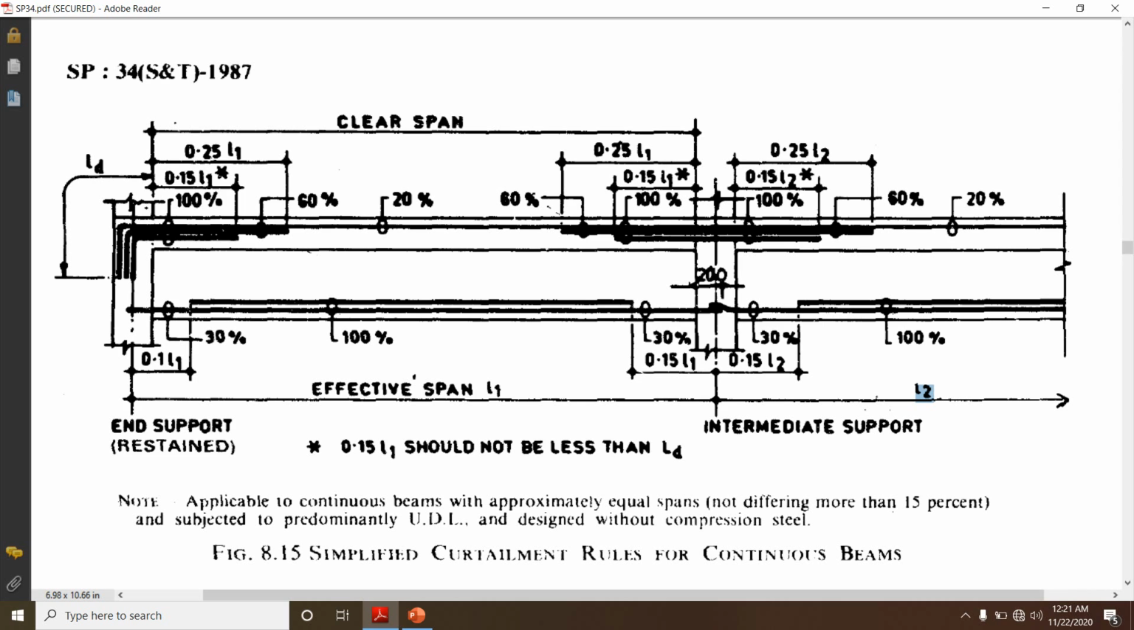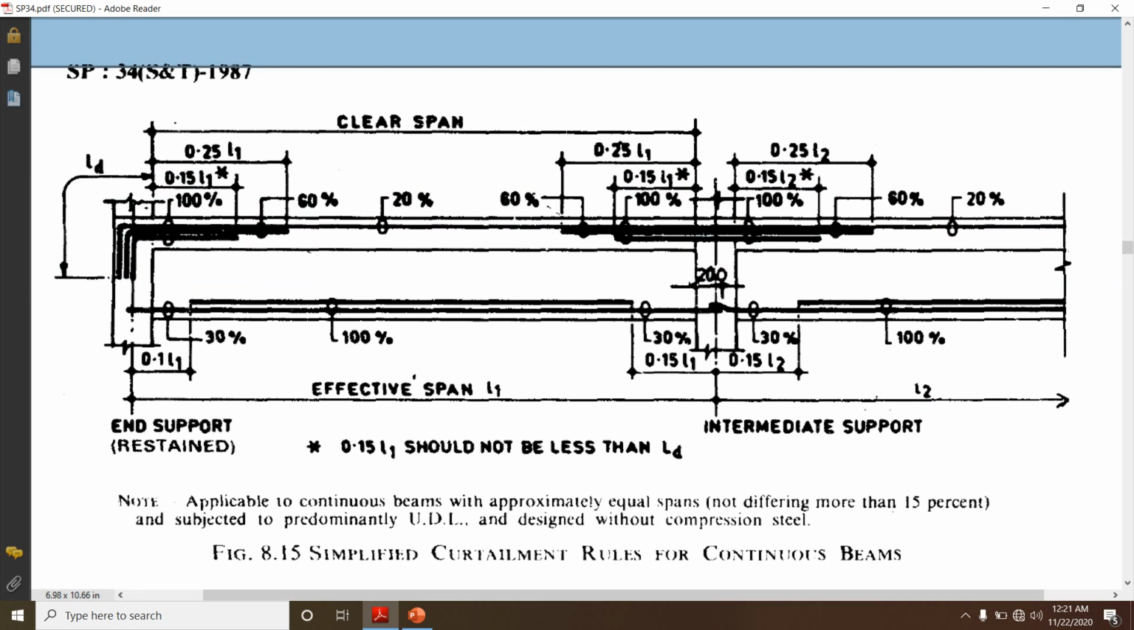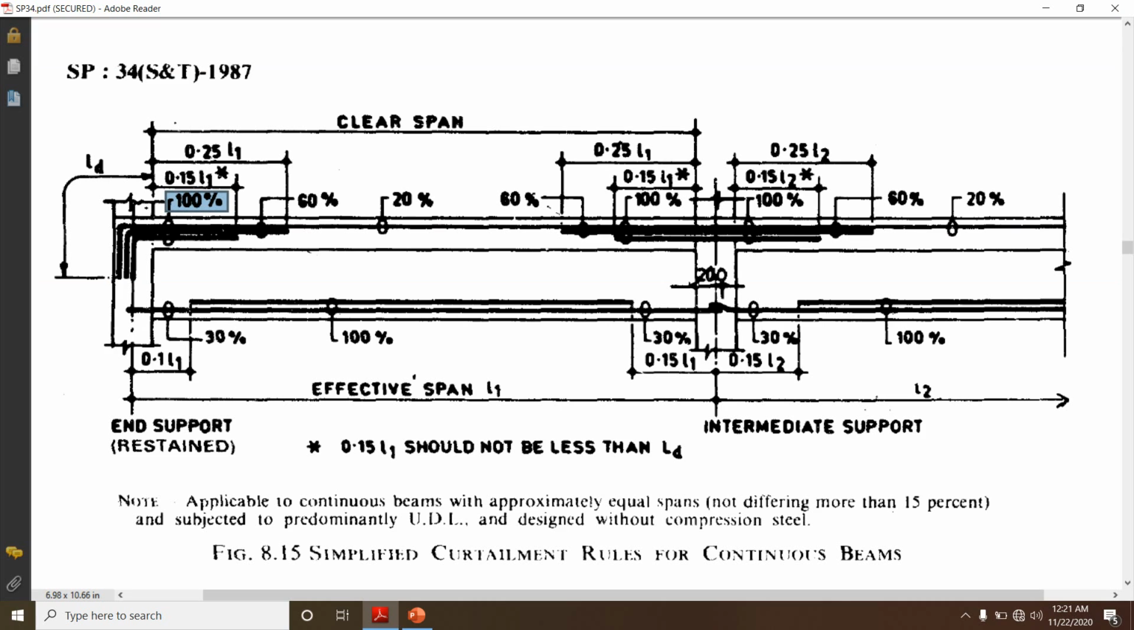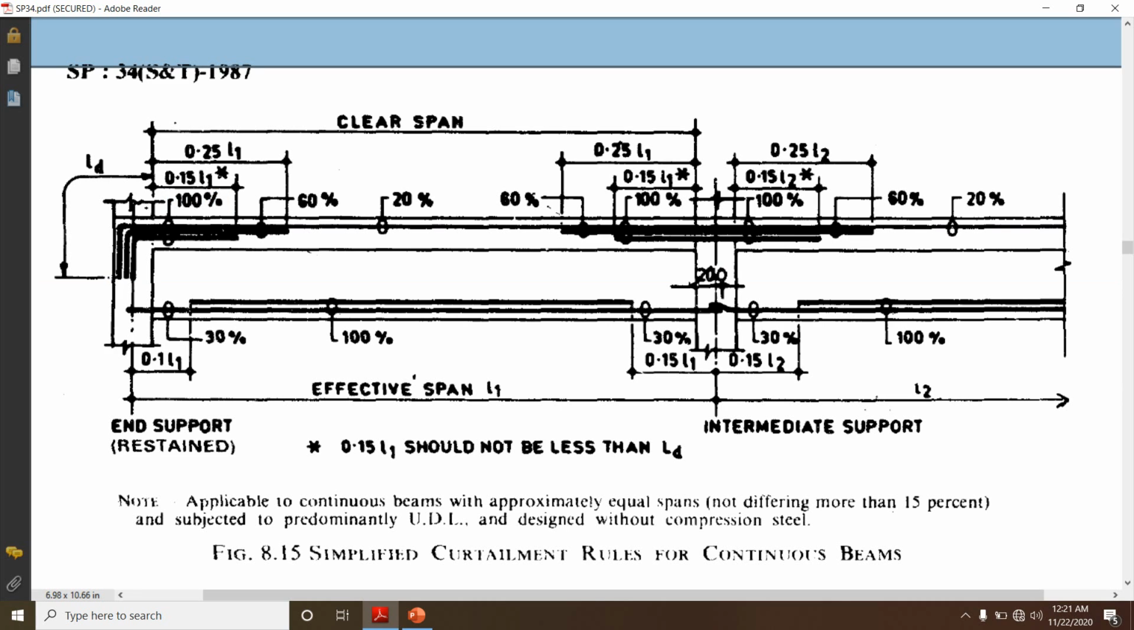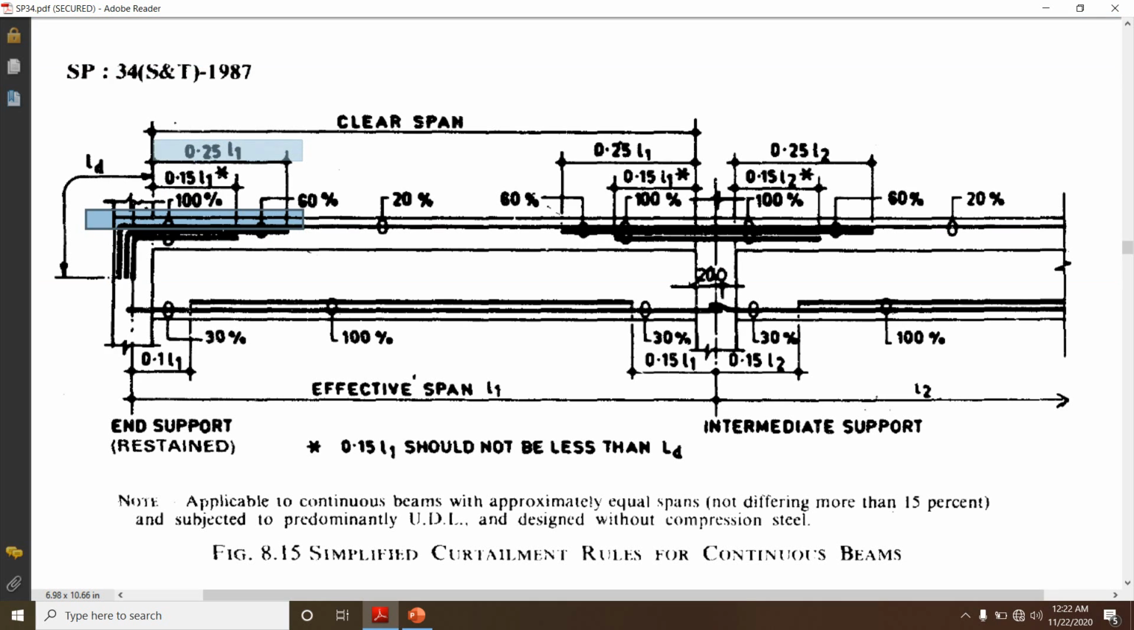Then next, when you go to the top reinforcement at the support, we have to provide 100 percentage of the reinforcement. Then next we can go on reducing the reinforcement. So if you see at the support, it is 100 percentage. Then next we can provide up to 60 percentage, that is up to 0.25 times of L1. So the distance from the face of this support to the curtailed bar, the length will be 0.25 times of L1.